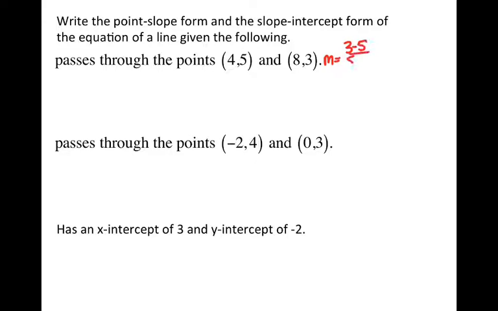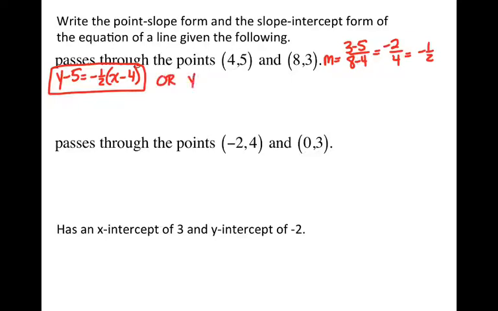y2 minus y1 over x2 minus x1. And plug in. Find the slope. It's negative 1/2. And you can use either one of the points, actually, to write your equation now. If you use the first one, you should get y minus 5 equals negative 1/2 x minus 4. If you use the second one, it's going to be y minus 3 equals negative 1/2 times x minus 8.